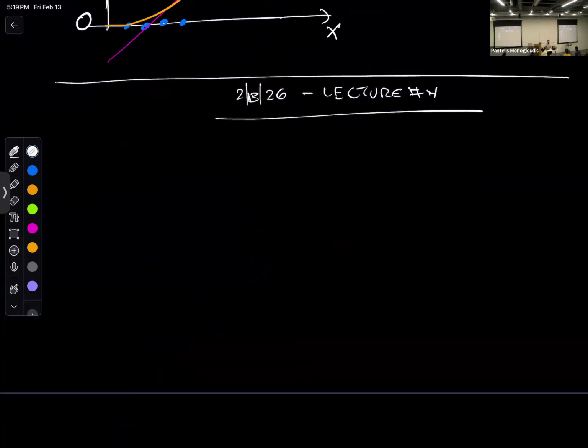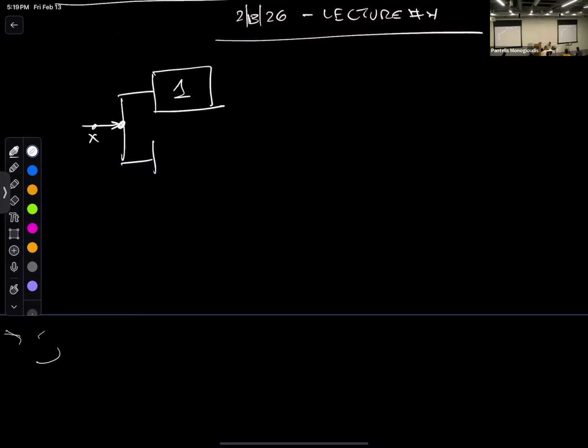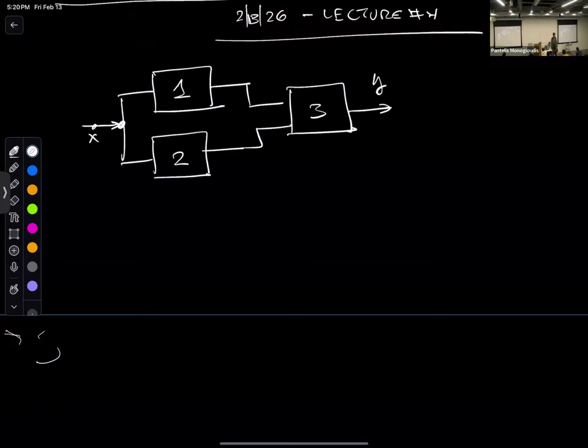All right, so let's see. I want to just draw the block diagram of what I have on the screen from earlier. So the same X is coming in and is being fed to two neurons, one and two here, and the output of these two neurons goes through neuron number 3 to form the y hat. That's exactly what we had on the screen a few moments ago.